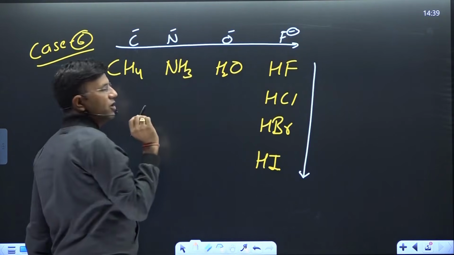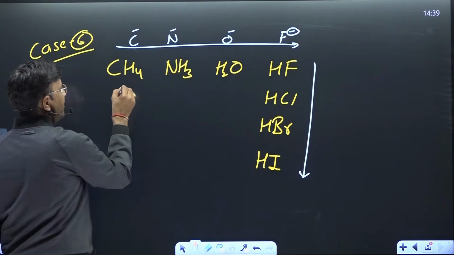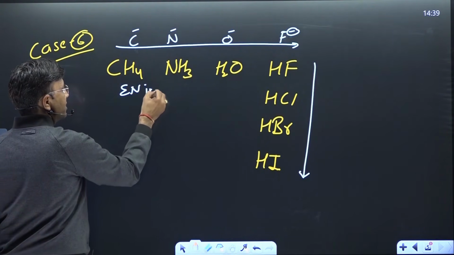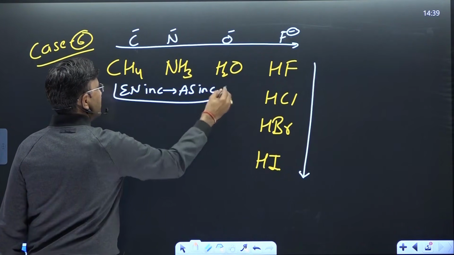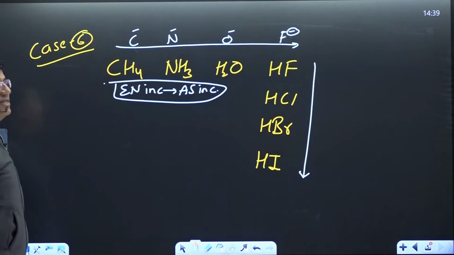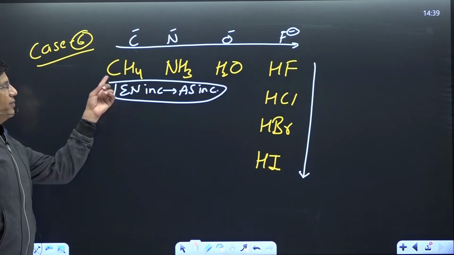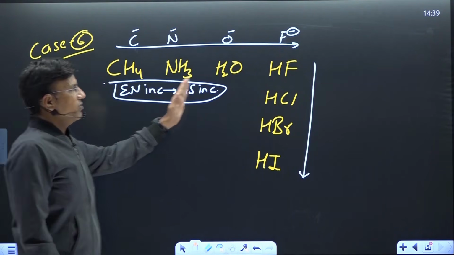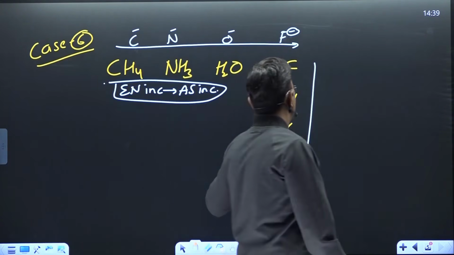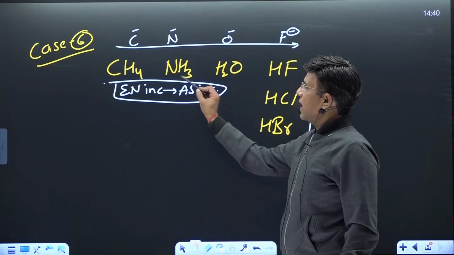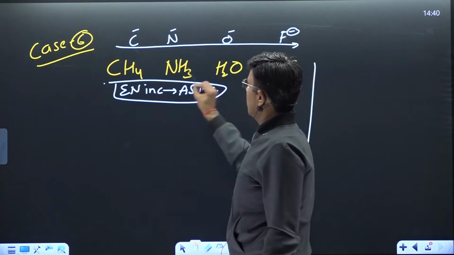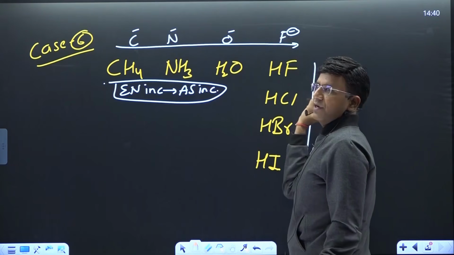So when you go from left to right, we say that electronegativity increases from left to right, and acidic strength also increases. So who is the most acidic among them? HF. And who is the weakest? Methane, because its electronegativity is increasing, right? So F minus is the most stable. So when can you apply the concept of electronegativity? When hydrogen is attached to an atom that belongs to the same period, all right?